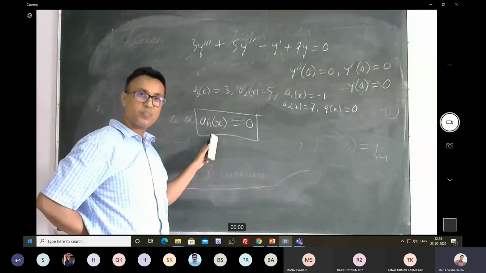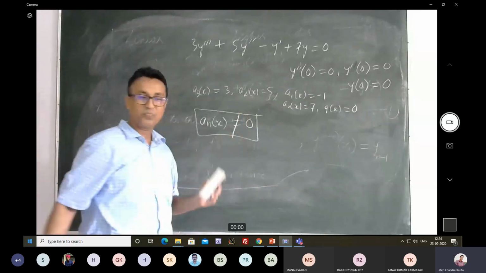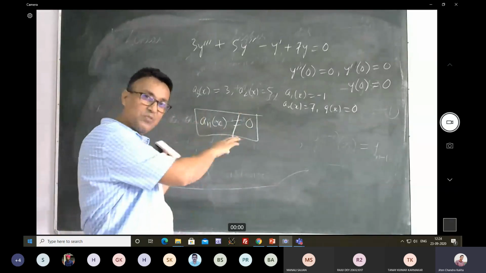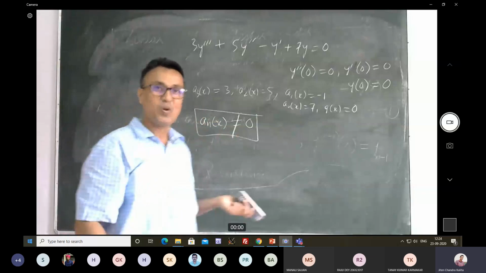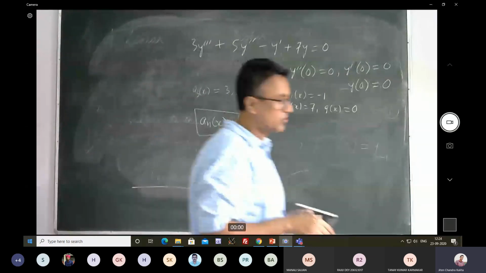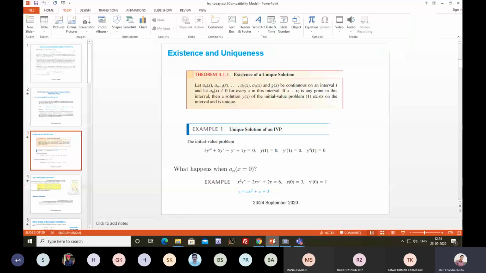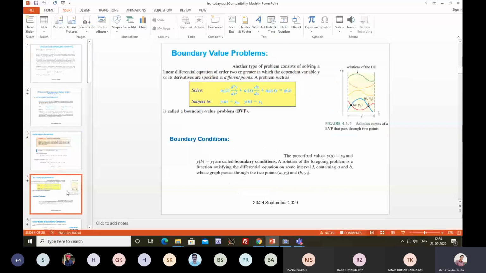So this is a prerequisite: a_n(x) cannot be equal to 0. I am again going to come back to something like this later on when I discuss power series solutions. Okay, fine. So now let me come to, okay, fine.